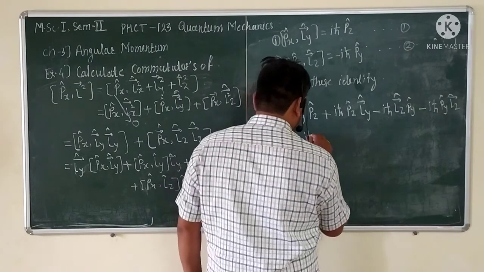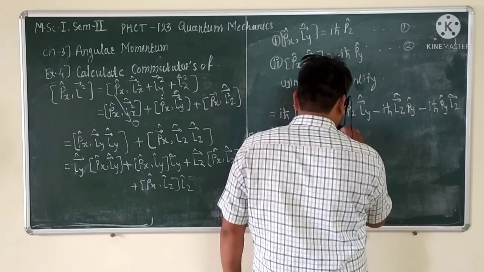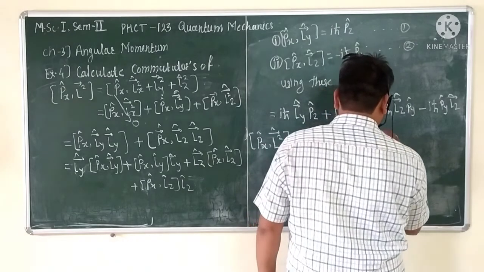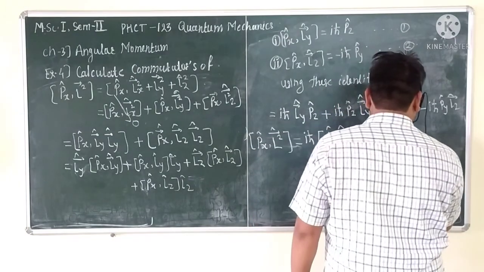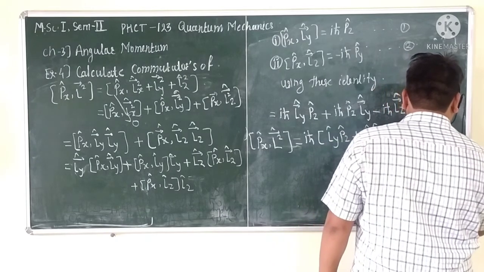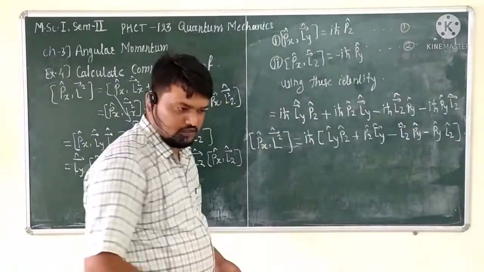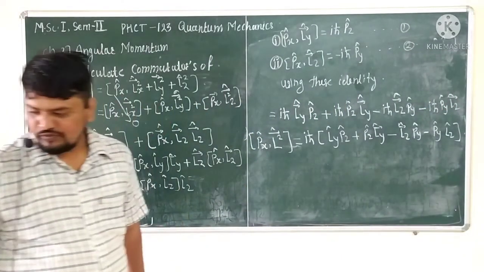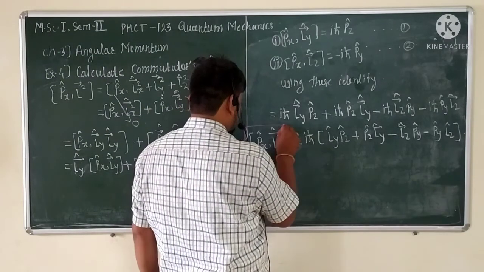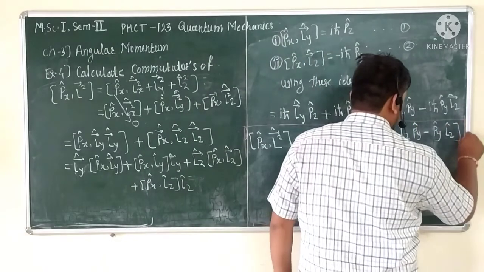So that is iħ inside of Ly Pz plus Pz Ly minus Lz Py and minus Py Lz. So this is the final result of your property. That is solving the commutator bracket of the operator algebra, which is [Px, L²], or the square of the angular momentum.